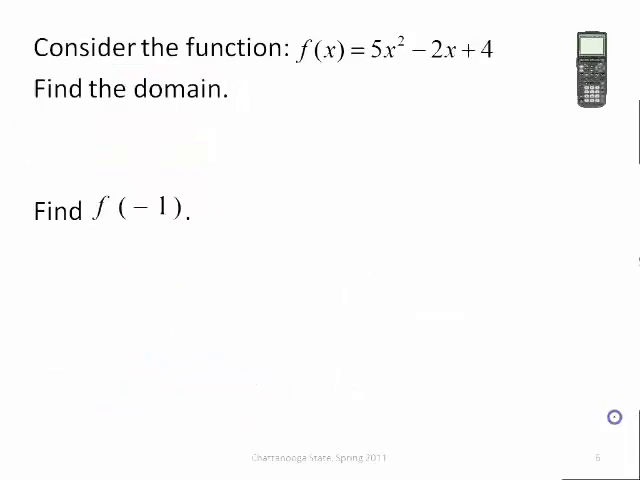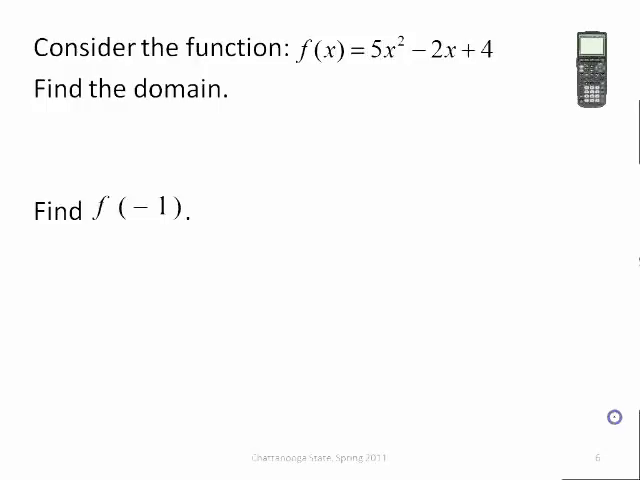Here my function is written with this formula. Instead of listing ordered pairs, it's the formula. f of x equals 5x squared minus 2x plus 4. This is a polynomial function. Find the domain here means, again, find everything you can use for x.